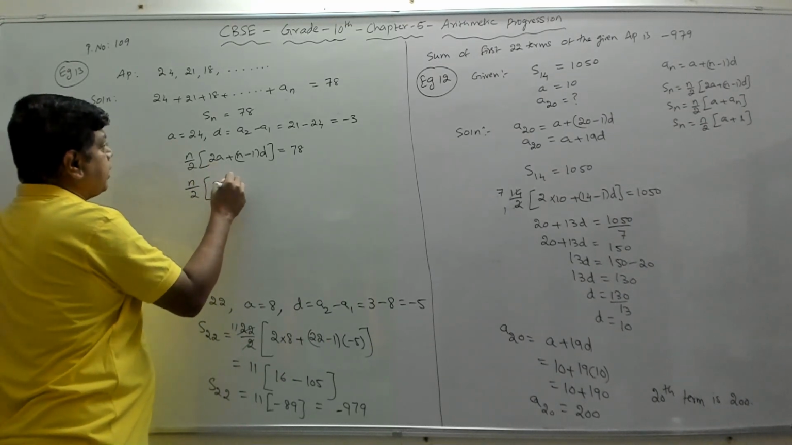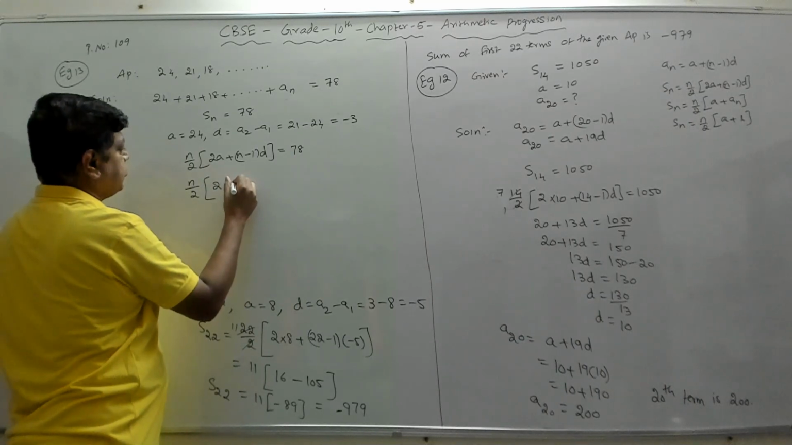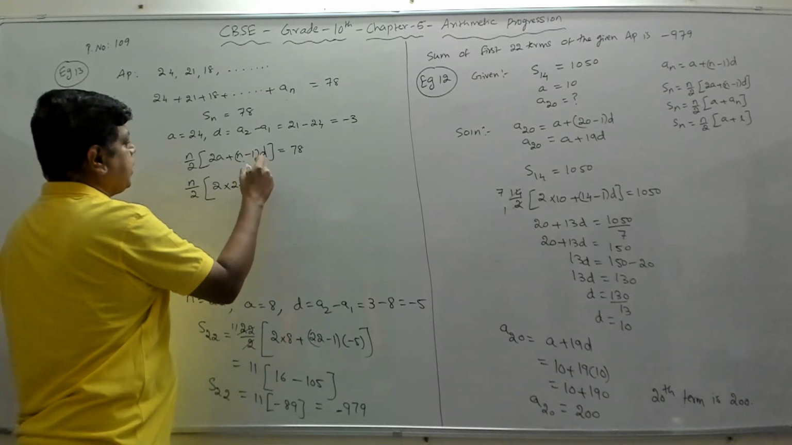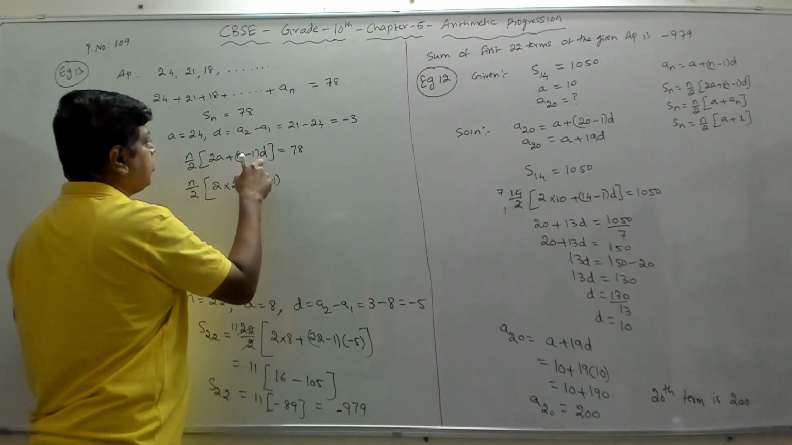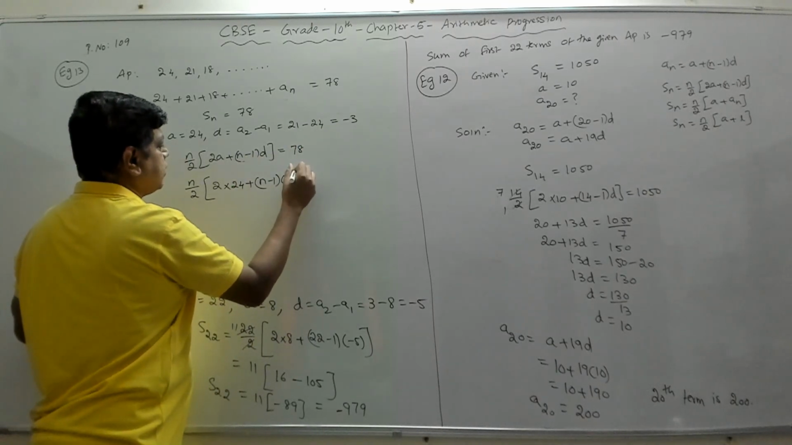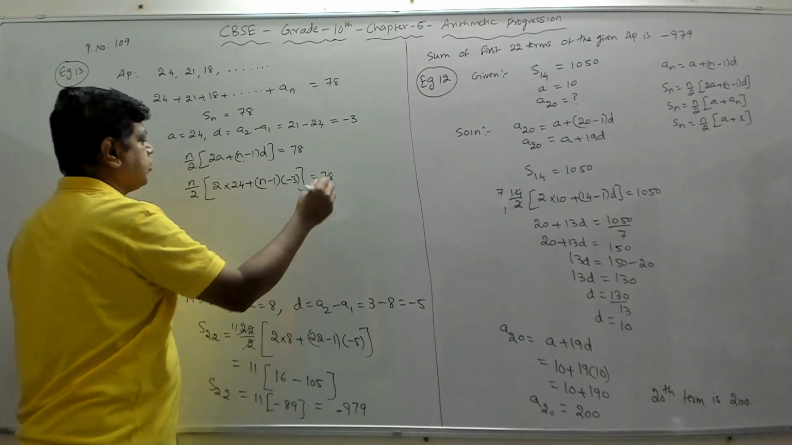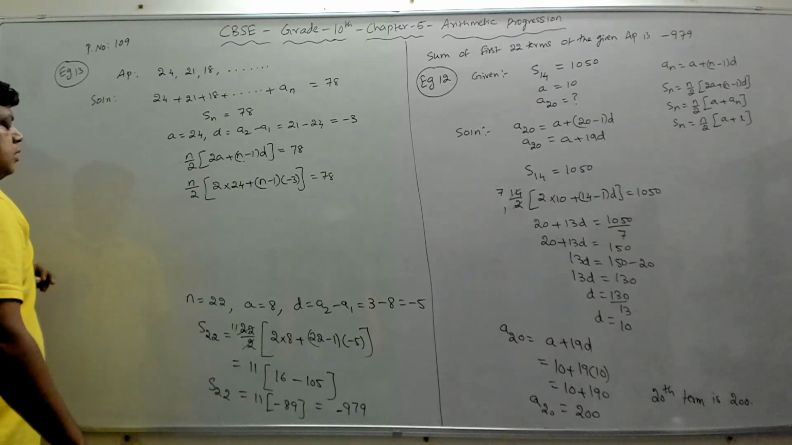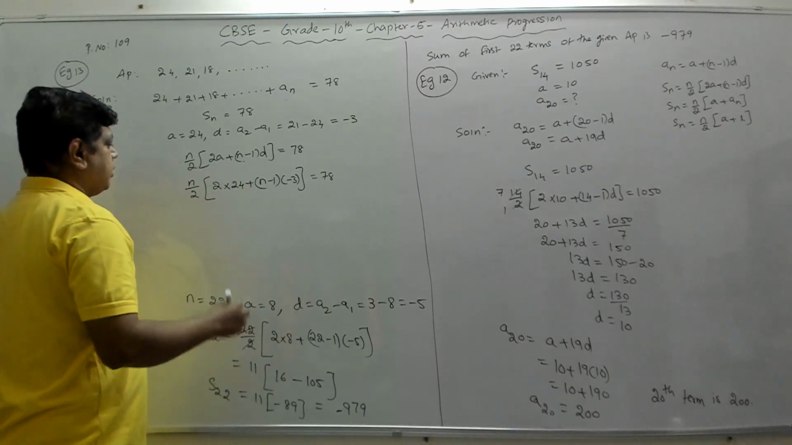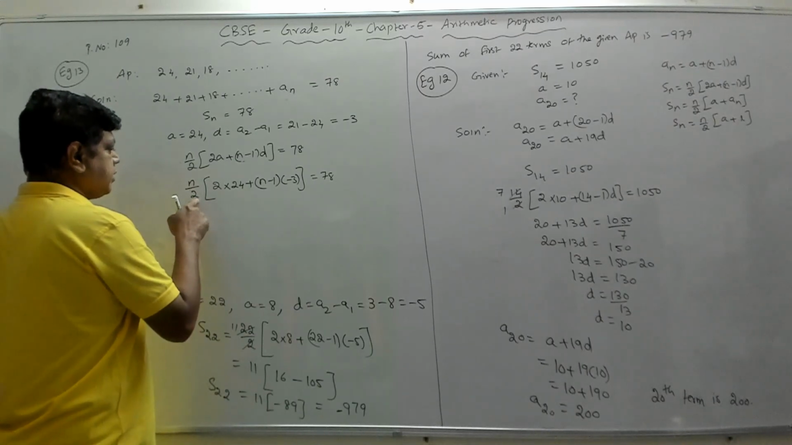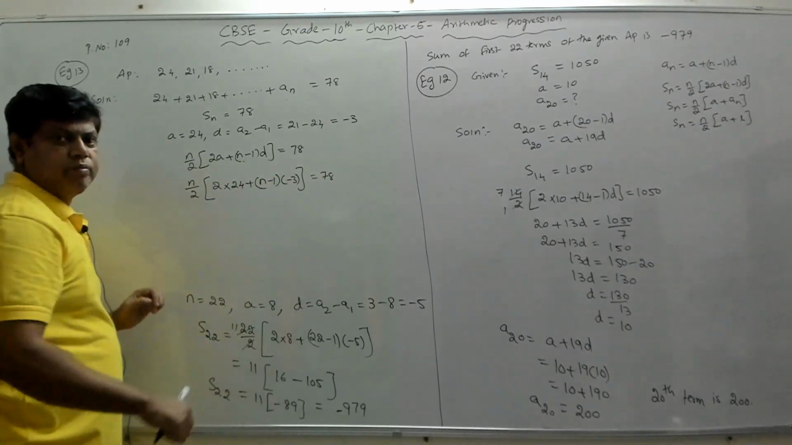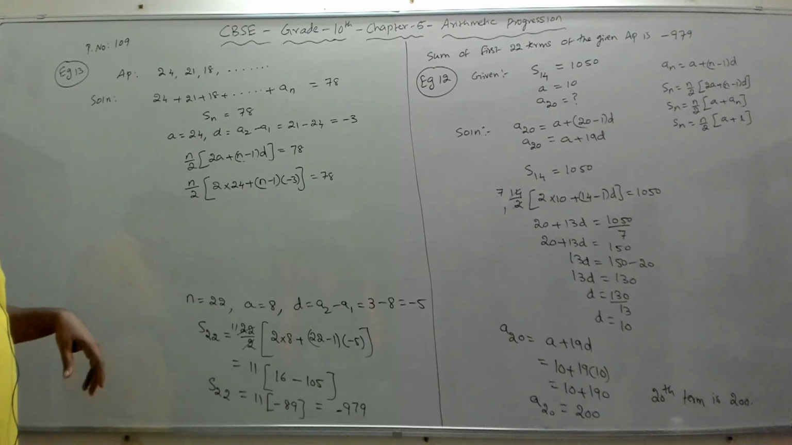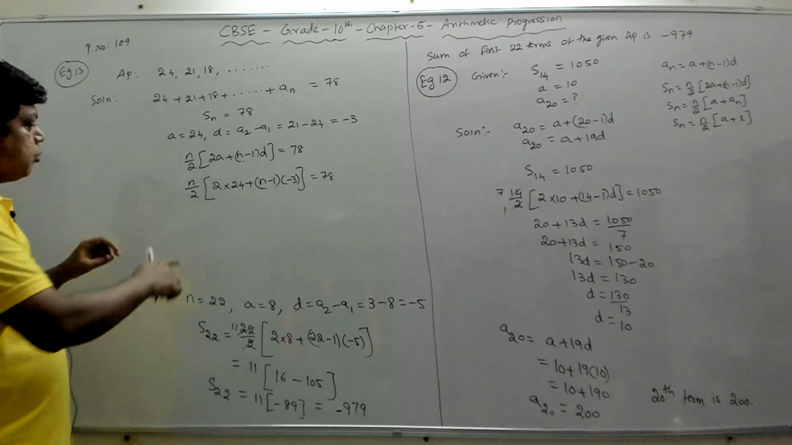2 into a, which is 24, plus n minus 1. N we don't know, so we'll keep it as n minus 1, into d, where d is minus 3, equal to 78. Fine. Now we can take this n to this side, and the 2 to this side. It will go to the numerator, right? So 2 will go this side.